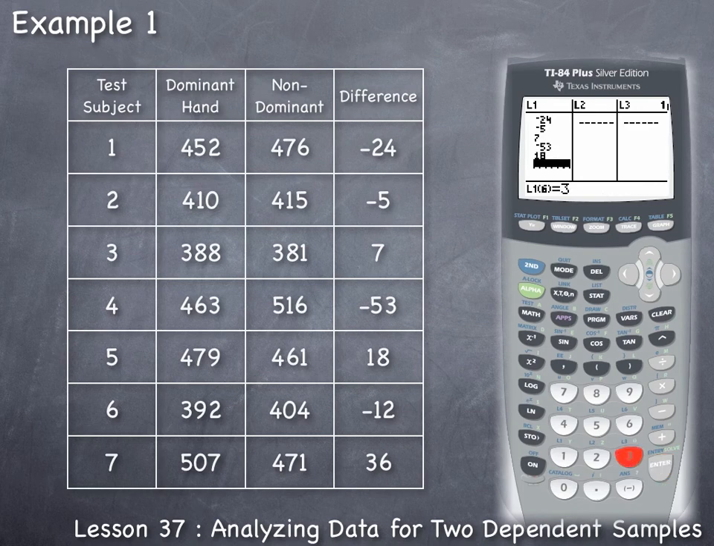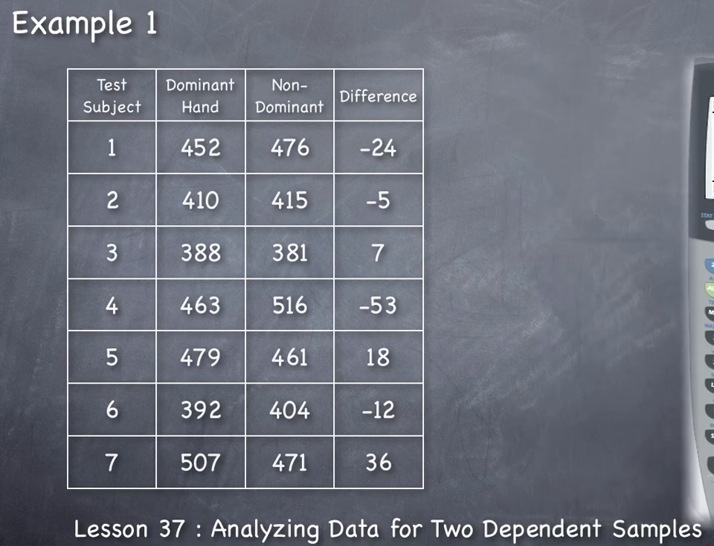392, subtract 404. Enter. Finally, 507, subtract 471. Enter. So thus, we have the differences in the reaction times between the dominant hand and non-dominant hand inputted into our list 1. Now we could use these differences to answer the following question.